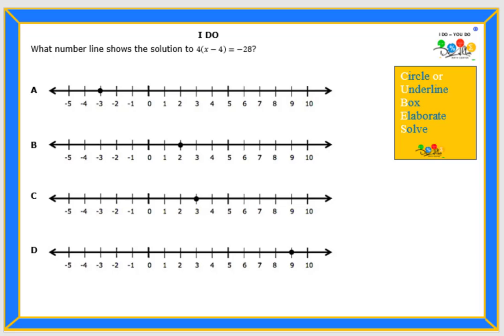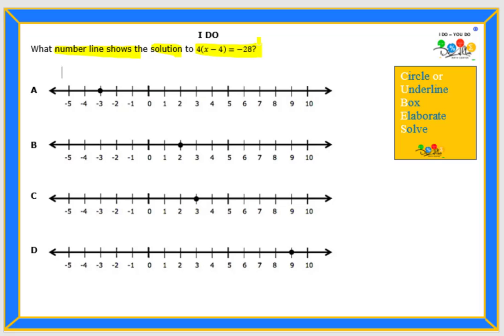What number line shows the solution to 4(x - 4) = -28? So we want the number line that shows the solution, and here is our equation. Now if you look at the equation, it has parentheses. And usually when we have parentheses, we solve what's inside the parentheses first.